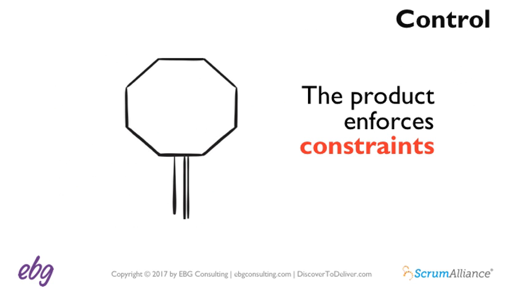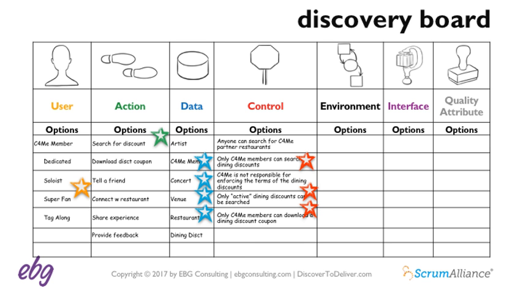Okay, so control. Controls are policies and rules that need to be enforced in the data and that prohibit or constrain action. And I'm going to make it simple here and show you the discovery board with some of these policies or rules. Anyone can search, see for me, restaurants. Only members can search, and so on. Now, in conversation, the team says, well, only 3 of these rules really need to be enforced for this particular searching set of options. So our discovery board here is reflecting those options.